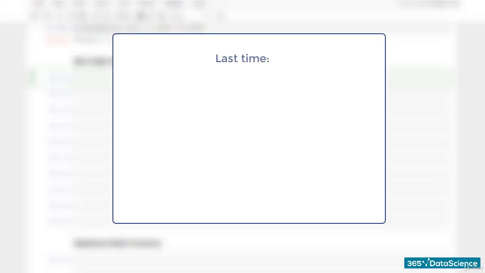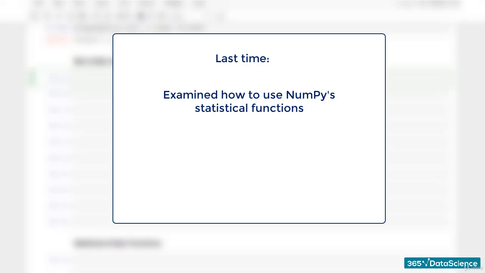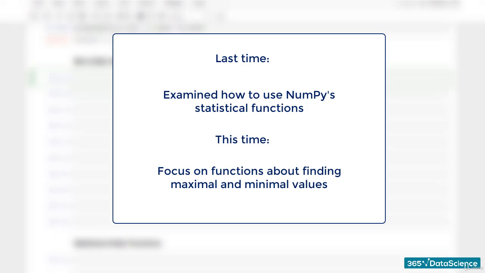Welcome back. Last time, we examined how to use NumPy's statistical functions and discussed why we prefer to use them instead of Python's native alternatives. This time, we're going to focus on functions about finding maximal and minimal values in an array. Without further ado, let's begin.